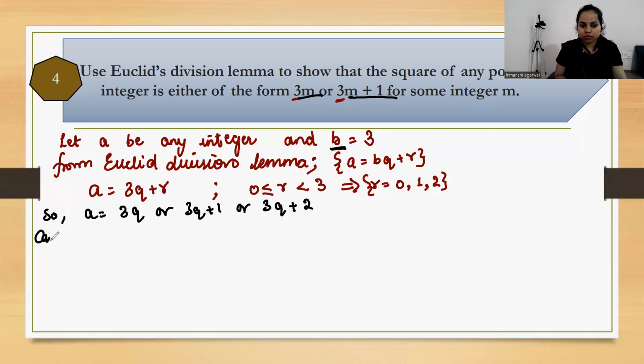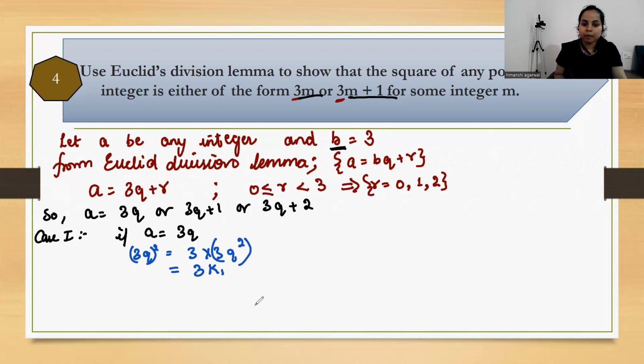Case first, if A is equal to 3Q, अगर A 3Q है तो 3Q का स्क्वायर क्या होगा? It will be 3Q का होल स्क्वायर. ठीक है, क्या होगा? 3 मल्टीप्लाई बाय 3Q स्क्वायर, और आई कैन से 9Q स्क्वायर, और इस पूरी वैल्यू को हम कंसिडर कर लेते हैं K1. ठीक है, मैं बताऊंगी बाद में हमने ऐसा क्यों किया. Just have a look here.